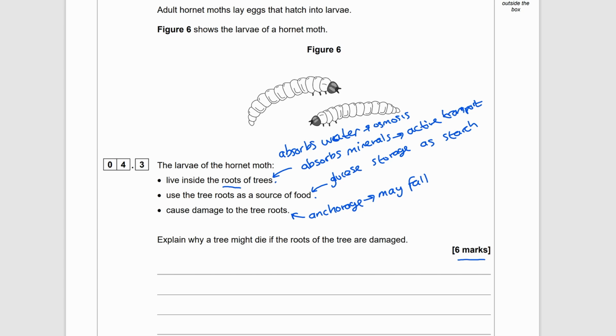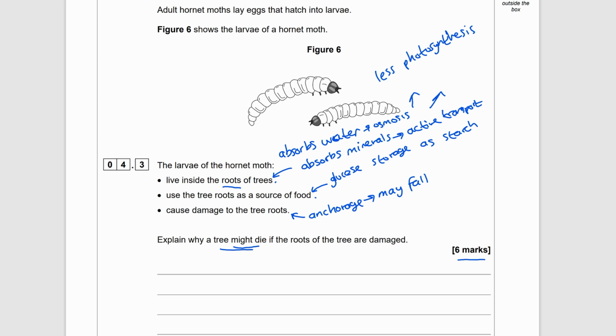Okay, so let's look at these again now. Absorbing the water for osmosis, absorbing minerals for active transport, glucose storage as starch, and anchorage may fall. So how are these things going to cause a situation where the tree might die now? Well, if there's no or less water, what does that mean? There'll be less photosynthesis. From our bioenergetics now, we know that water is one of the reactants in photosynthesis.